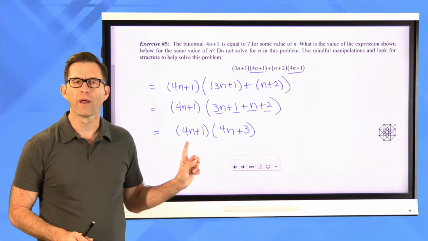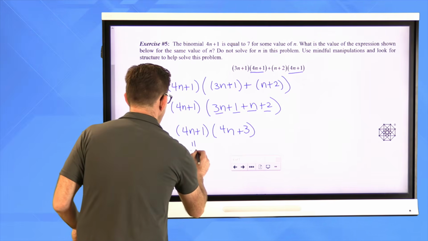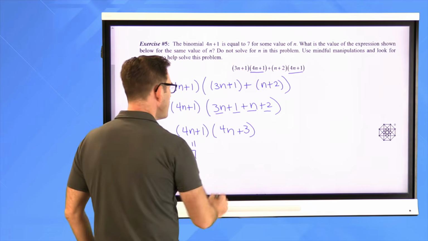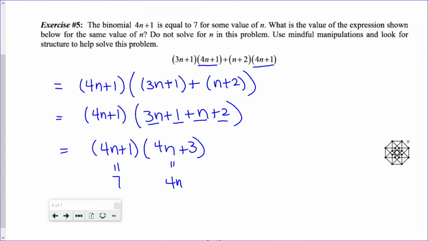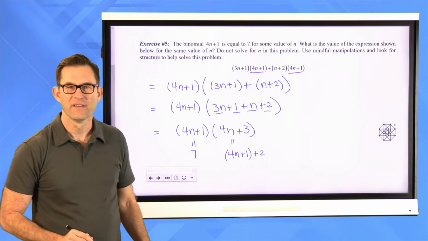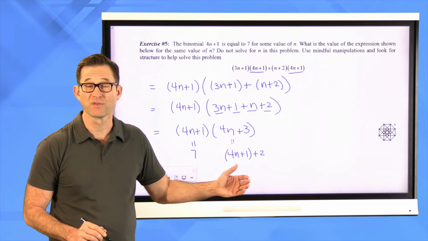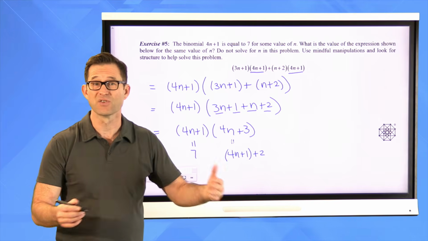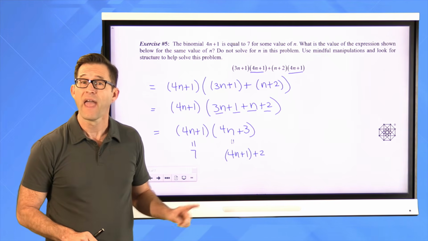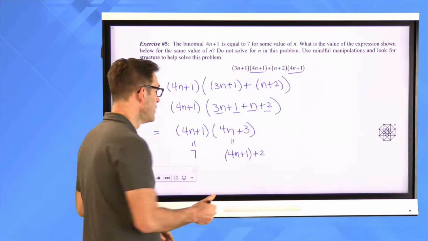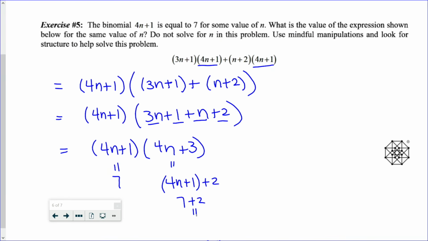Well, I know that 4n plus 1 is equal to 7, right? As well, 4n plus 3 is equal to 4n plus 1 plus 2, right? That's what 4n plus 3 is equal to. It's 4n plus 1 plus 2. Right? That's just the associative property, again, of addition. Love that property. And what is that? Well, that's got to be 7 plus 2, which has got to be 9. So in other words, this entire expression must be 7 times 2 more than 7. So that's all got to be equal to 63.